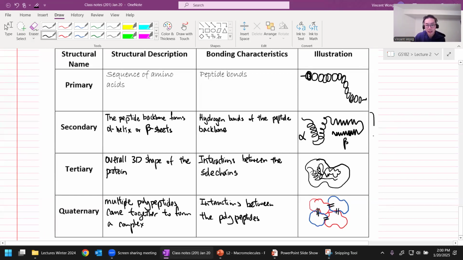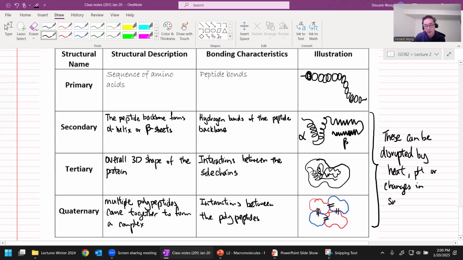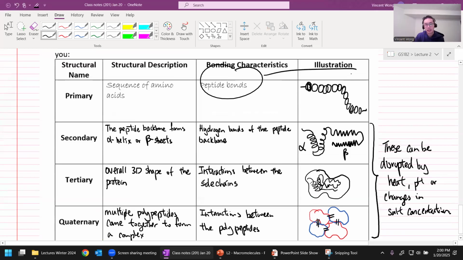Now these three levels, the secondary, tertiary, and the quaternary, can be disrupted by heat, pH, or changes in salt concentration. If you heat it up, the protein is going to unfold. More on that later, but not the peptide bonds. Peptide bonds are quite strong. Heating it, changing the pH is not going to break the peptide bond. Not easily broken.